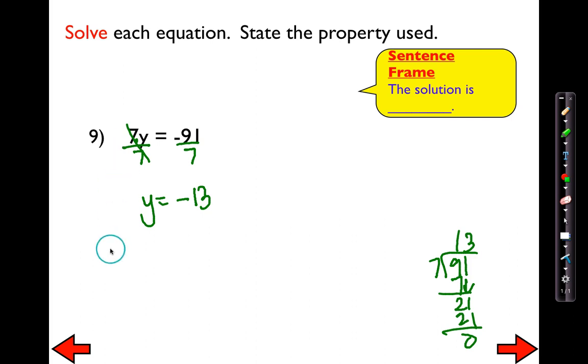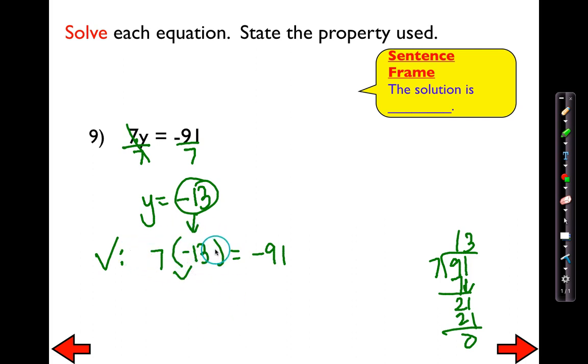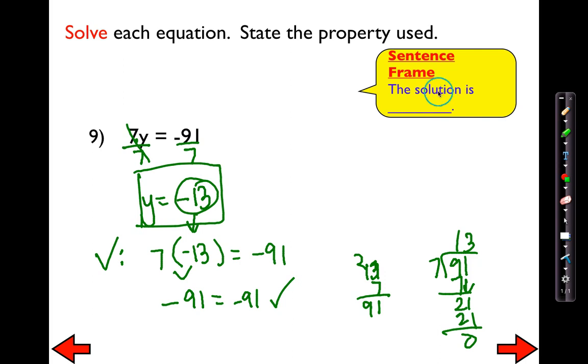But, as always, before we claim that that's our final answer, let's check our work. We have 7 times a value is supposed to equal negative 91. So we're going to plug in our negative 13. Let's see if this is true. A positive times a negative is a negative. What is 13 times 7? It is 91, so negative 91. Does that equal negative 91? The answer is yes, so I'm confident that the solution is y equals negative 13.